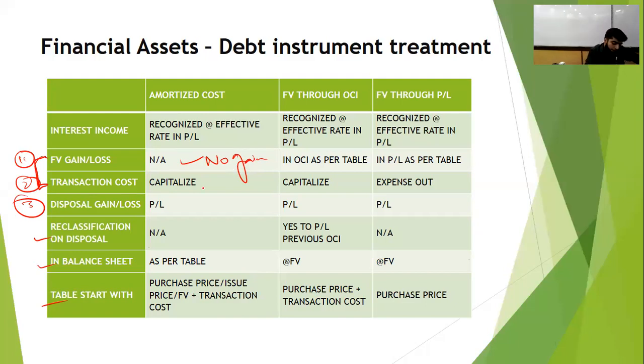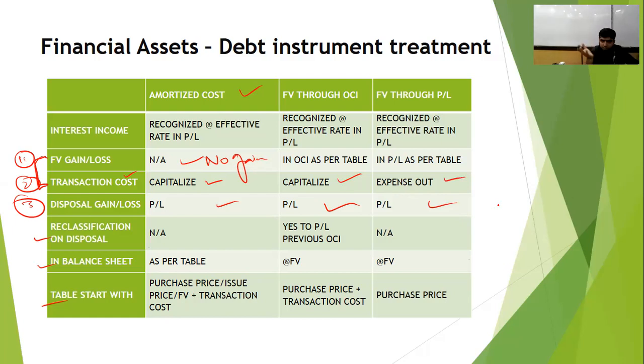Number two, if we have any transaction cost, we are going to capitalize this transaction cost in amortized cost. And if we have any gain or loss on disposal, for example if we have bonds and debentures and we sell them off or dispose of that investment, any gain or loss will be recognized in P&L, and that is common in all three categories. However, the transaction cost is capitalized in amortized cost as well as in fair value through OCI, but in fair value through P&L, it will be expensed out.